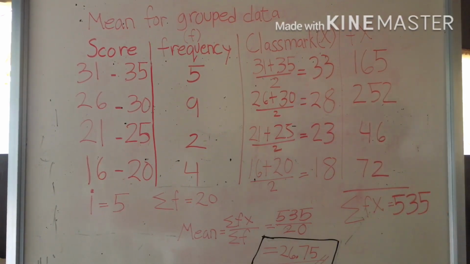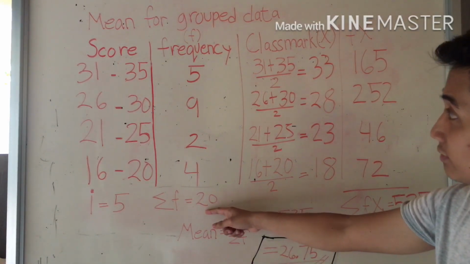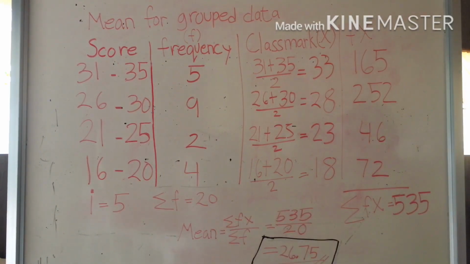And after that, I add all the products of frequency and the class mark. And then after adding all the products of the frequency and the class mark, I divide it by 20 since we have the total of 20 frequency here. So 535 divided by 20 is equal to 26.75. So that is our mean answer.